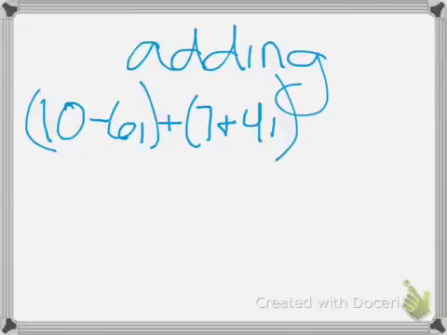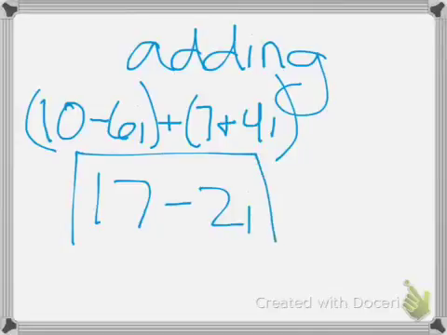When we add complex numbers, we do what we've always been taught to do, to just combine like terms. So 10 plus 7 would be 17, and -6i plus 4i would be -2i. So 17 minus 2i is our answer.